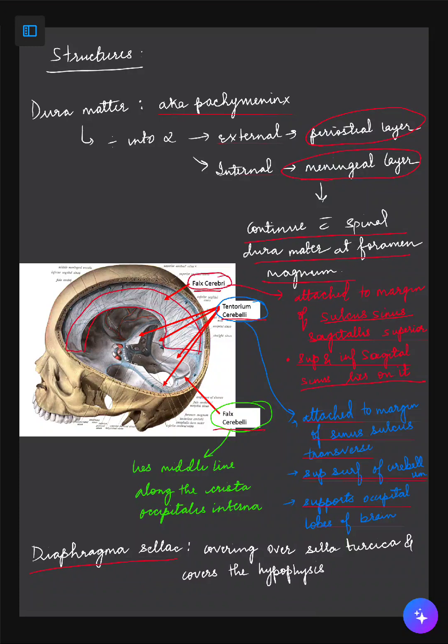Now, the third one is falx cerebelli. Falx cerebelli lies in the midline along the crista occipitalis interna. Now, the last is diaphragma sellae. This diaphragma sellae covers the sella turcica and covers the hypophysis.